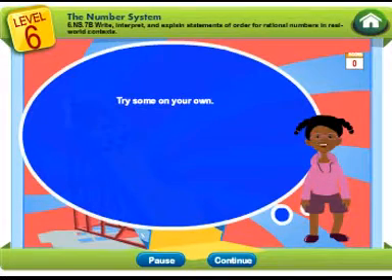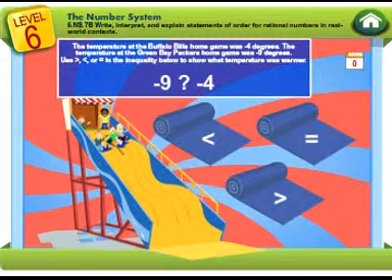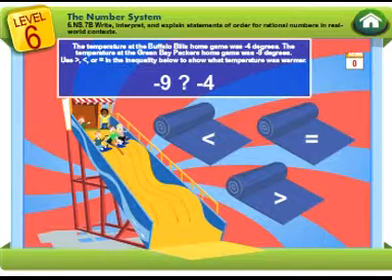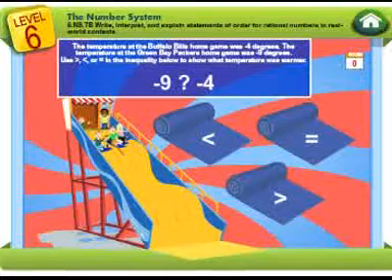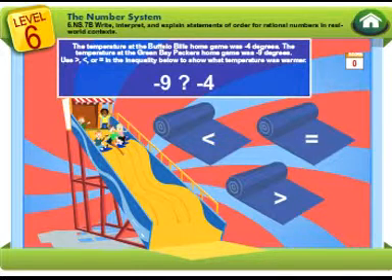Try some on your own. The temperature at the Buffalo Bills home game was negative 4 degrees. The temperature at the Green Bay Packers home game was negative 9 degrees. Use greater than, less than, or equal to in the inequality below to show what temperature was warmer.